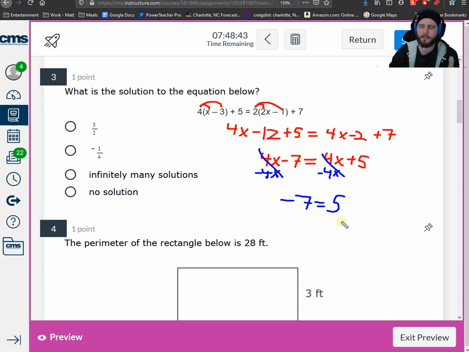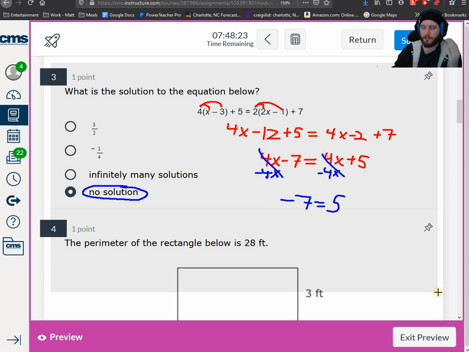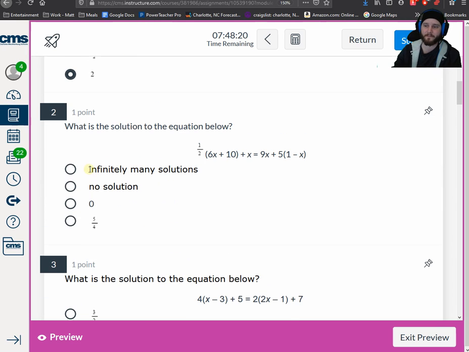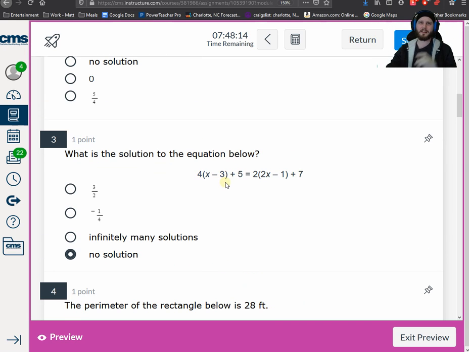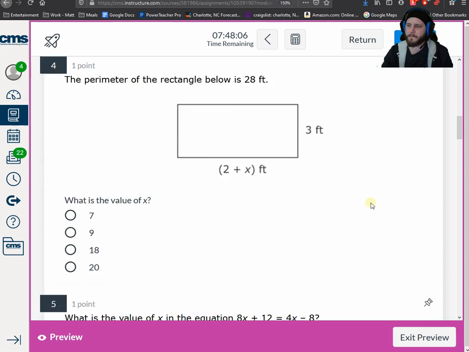There's nothing I can do to this problem that would make that true. That is always going to be wrong, no matter what I do. That means there's no solution. There is nothing that I could put in for x that would make this equation work. There is no number that will ever make this equation true, therefore, no solution. That's what this looks like. Infinite solutions means it's perfect on both sides. No solution means you have something weird that doesn't equal the other side. That's the difference.